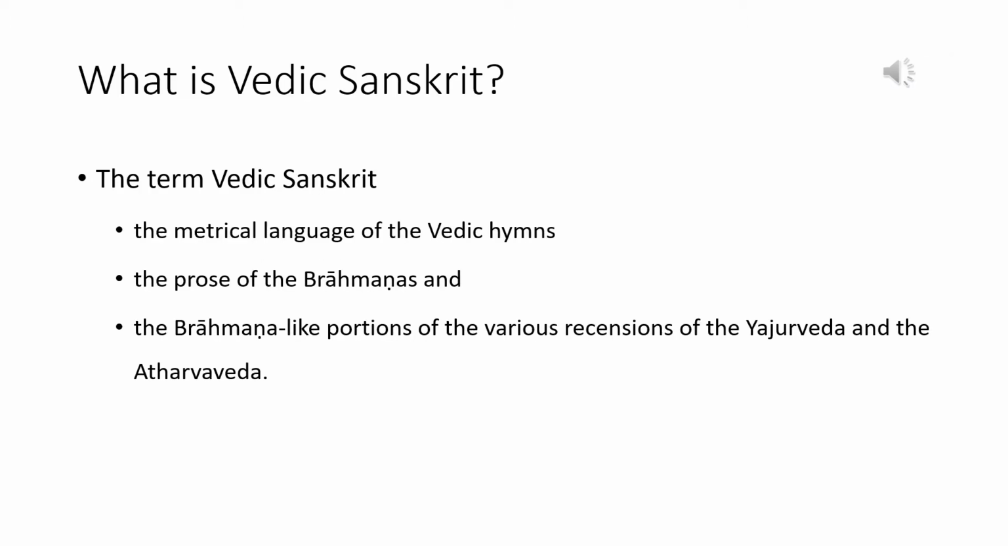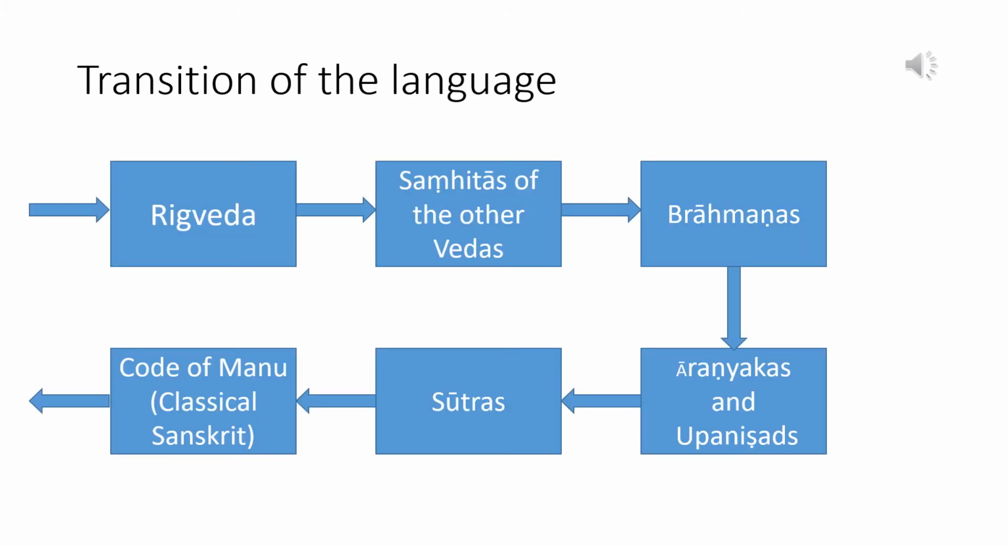The term Vedic Sanskrit refers to the metrical language of the Vedic hymns and the prose of the Brāhmaṇas and the Brāhmaṇa-like portions of the various recensions of the Yajurveda and the Atharvaveda. You can clearly see the language usage changing as you go from the Rigveda to the Brāhmaṇas. I will mainly use the Rigveda and sometimes the Taittiriya Samhita and others to illustrate the points made in the lessons. The translation of the Sanskrit language is represented pictorially here.